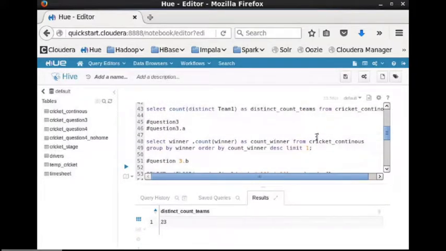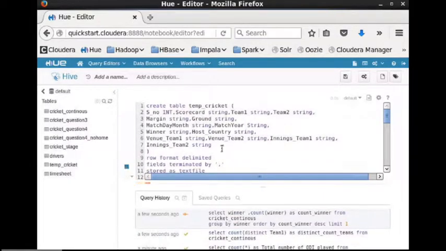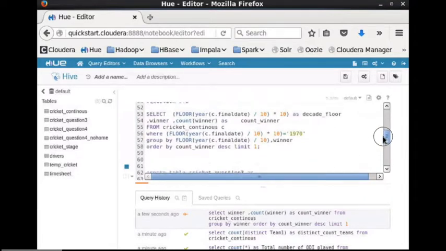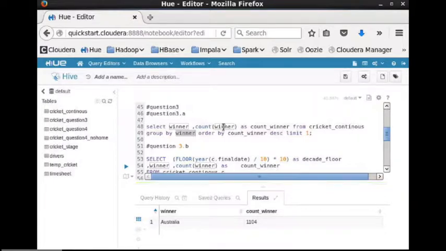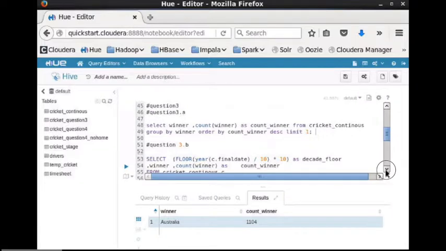For the third question, we had to find the winner and the count of the winner, the team which won the highest number of ODIs in the entire timeline. So for this I used winner and then the count of winner. The dataset had each and every match from 1971, the teams that played, and also the winner of that particular match. So I counted the number of winners and grouped by the winner, so that I would have one team with the number of matches they have won, and it's 1104. I used order by descending with limit 1, so that it limits to only the top one.